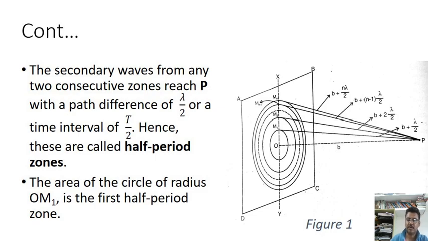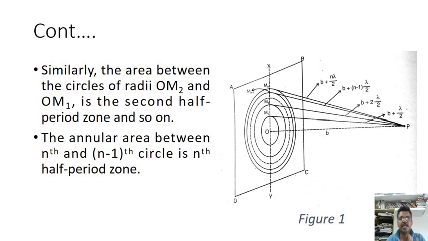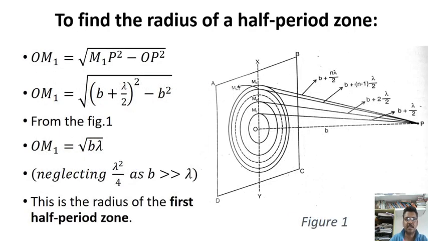Similarly, the area between the circles of radii OM1 and OM2 is the second half period zone, and so on. The third half period zone is calculated like that. The annular area between the nth and (n minus 1)th circles is the nth half period zone. Knowing this concept, now we calculate the radius of a half period zone.